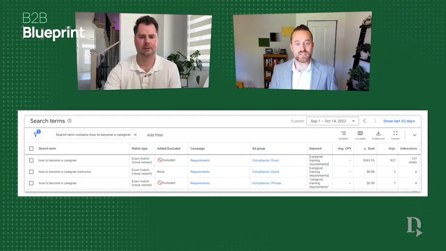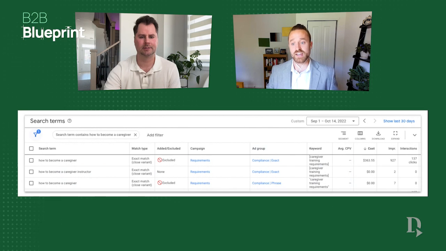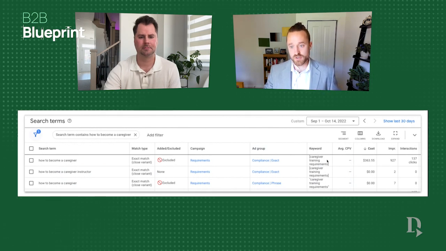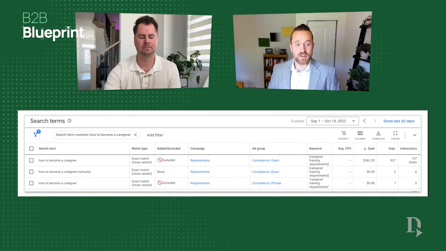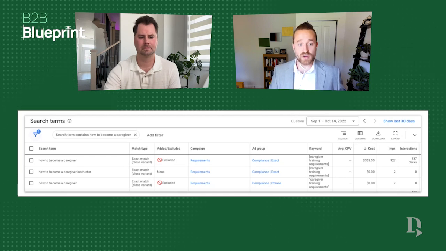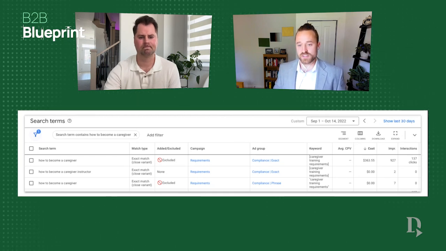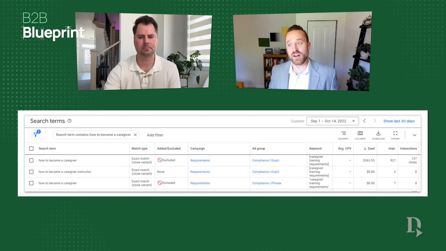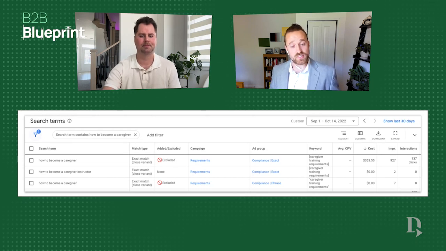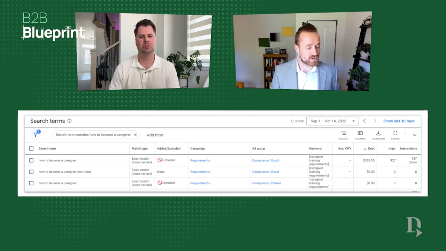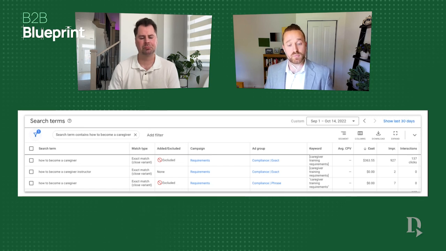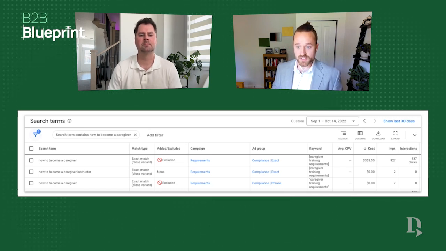So one example of this, I found in 2022, I was noticing some inefficiencies for one of my clients, started digging into search terms and found that the exact match keyword for caregiver training requirements was showing up for search terms for how to become a caregiver. This is a software that is relevant for home healthcare agency owners, but not necessarily the caregivers because the agency owners are the people who are actually making this purchase.